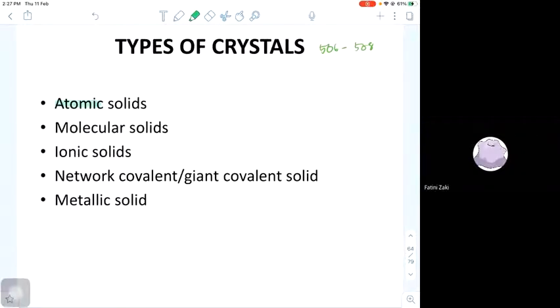Okay, and then we have a molecular solid, of course, that you can differentiate between atoms and molecule, right? And then we have an ionic solid. We have learned this in the ionic compound. And then we have a network covalent solid or giant covalent solid. This might be new to you. And finally is the metallic solid. Metallic also we have learned in the metallic bond. Out of these 5, we are familiar with except for the 4th one. So let's look at it one by one.